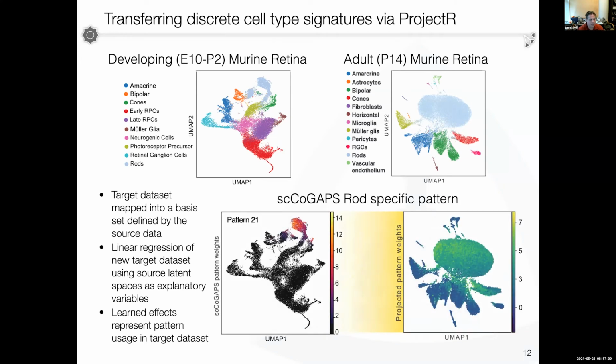And in this case, this is just one of those patterns, which is a rod-specific pattern or latent space that you can see in our original data. And this is just another UMAP here on the left of our retinal data. And you can see that this pattern is highly used in the rod population. And if we project another data set, in this case, this is now adult retina, not a developing retina, we can see that the use of this rod-specific pattern is very specific for the rods, with a little bit of exception in terms of background expression in other cell types.